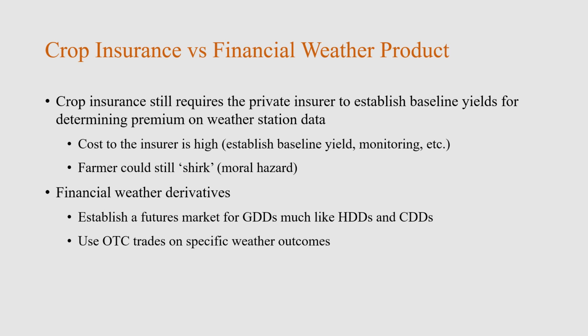Crop insurance still requires that the private insurer establish baseline yields for determining premiums on weather station data. So they have to use this weather station data. The cost to the insurer is high because the insurer has to establish a baseline yield, has to monitor, and so on. And the farmer could still shirk, and you get moral hazard. Therefore, very, very few farmers purchase, and very few companies provide crop insurance privately.